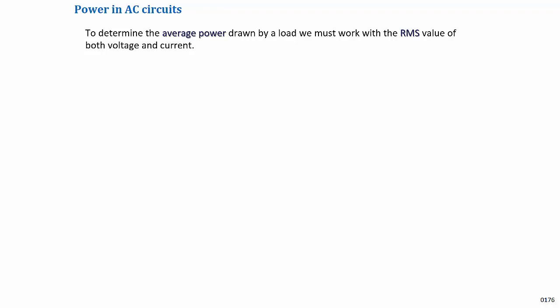Up until now, we have been looking at the power drawn as a series of peaks. To determine the average power drawn by a load, we must work with the RMS value of both voltage and current, which by definition represents the DC equivalent value of the AC quantities.